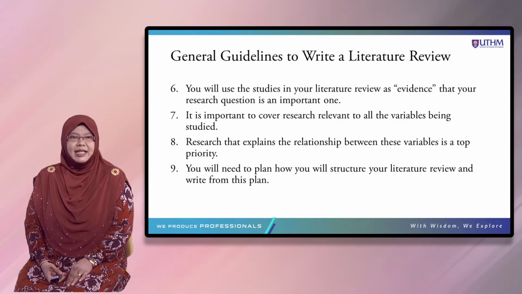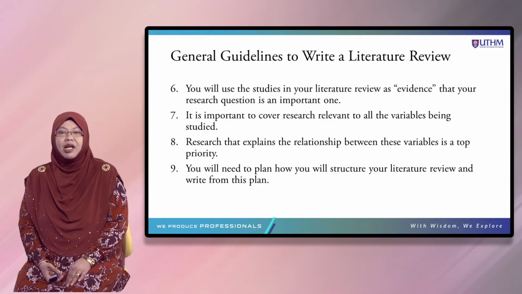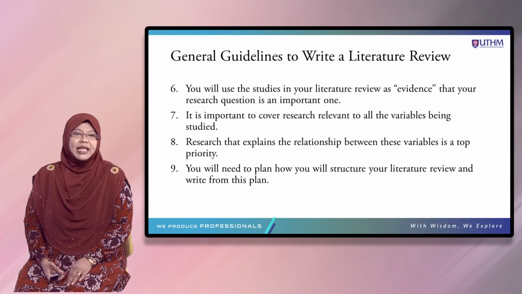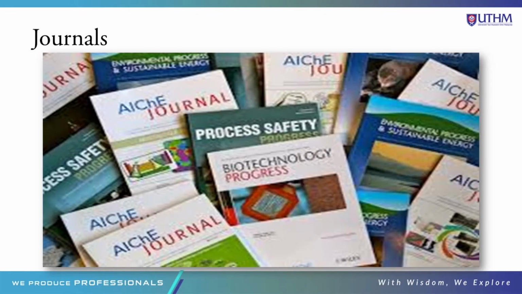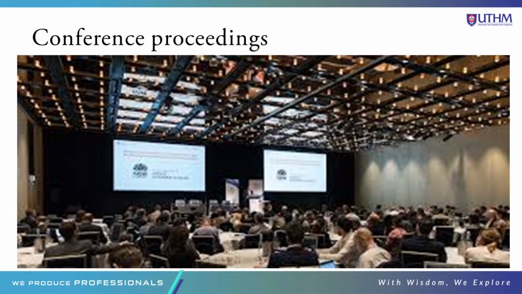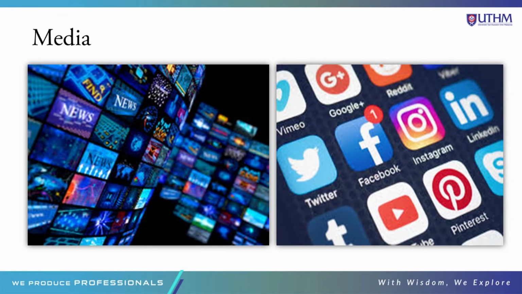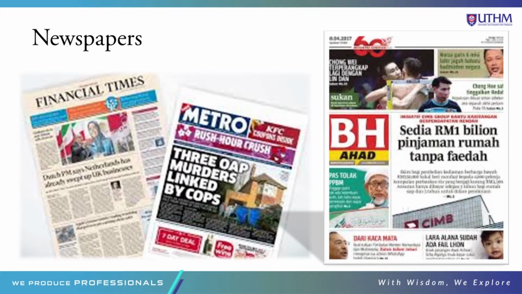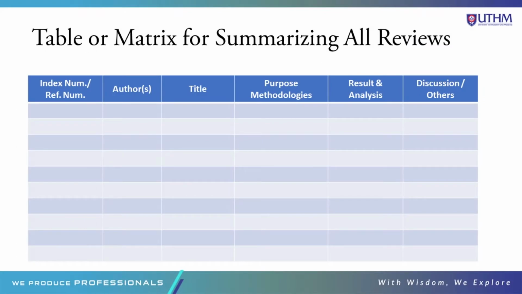Number 8. Research that explains the relationship between these variables is a top priority. And number 9, you will need to plan how you will structure your literature review and write from this plan. There are some sources to write references such as books, journals, online documents, conference proceedings, media, and newspapers. This is a table or matrix for summarizing all reviews.